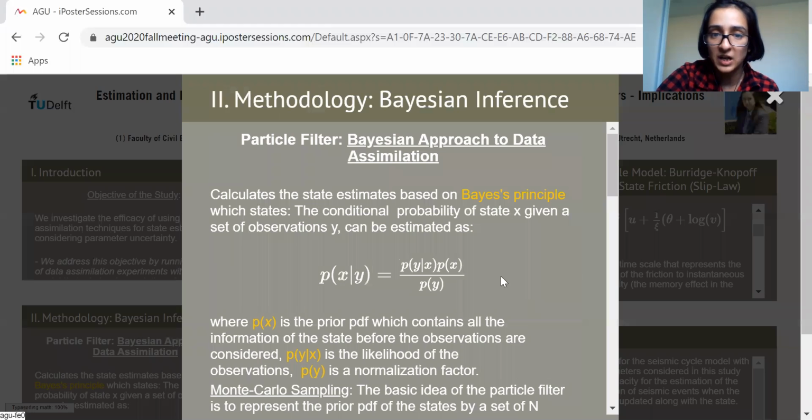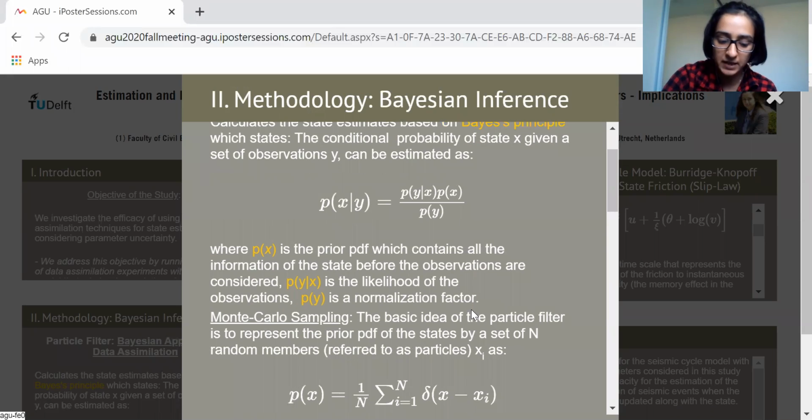The approach that we're going to use in our work is a Bayesian approach, a probabilistic approach. Now, as per Bayes' rule, if you want to determine your updated state value, you have to multiply your prior PDF with your likelihood of the observations. The prior PDF contains all the information of the state before the observations were available. Likelihood of the observation is the probability of your observations occurring given X is your true state. So basically, if you have a prior PDF and you have a likelihood of observation, you can multiply them both to get your updated state or the posterior PDF.